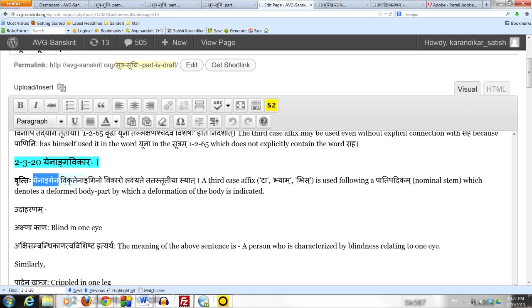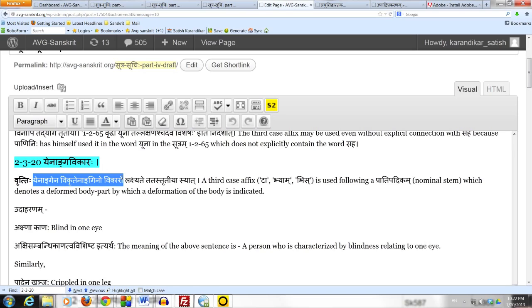The second point here is that the term anga used in the sutram is interpreted as angin, that which has the body part. So angin is the body, the one which has the body part. That's why the vritti says anginaha vikaraha lakshyate. So anga vikaraha is taken as anginaha vikaraha, the deformation of the body which has this deformed body part. So yena stands for yena angena vikrutena and anga vikaraha stands for anginaha vikaraha.